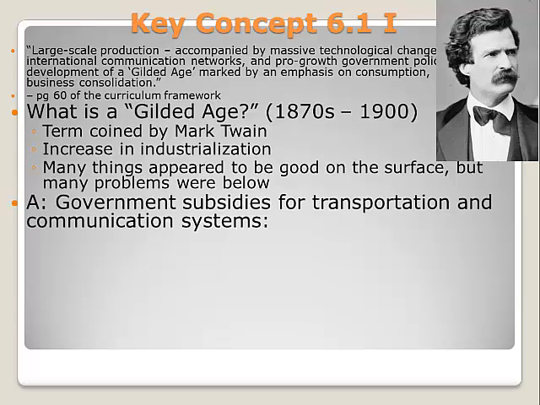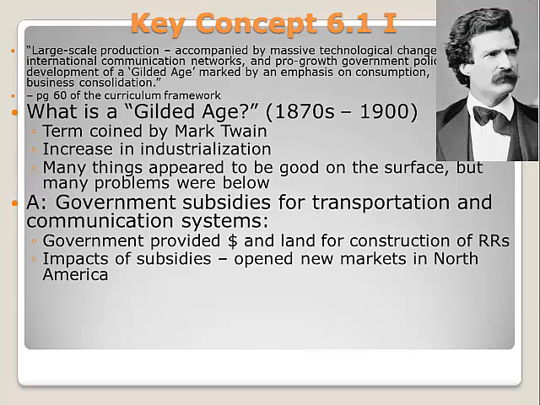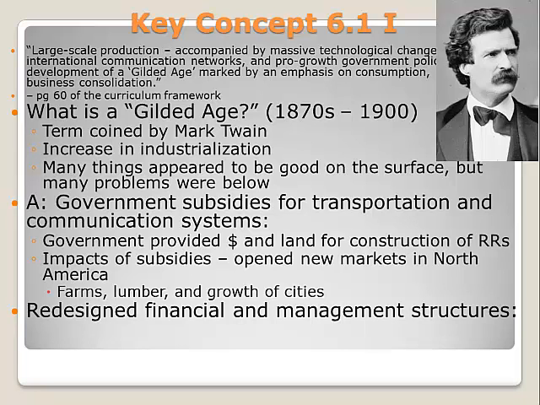So letter A talks about government subsidies for transportation and communication systems. This is a big idea that we've talked about before. The government provided money and gave land grants for construction of various railroads. So the government took an active role in the development of the Transcontinental Railroad. What were the impacts of these subsidies? Well, new markets were opened in North America. We see farms develop drastically out west. Lumber industries flourish, and we see a huge growth of cities as well.